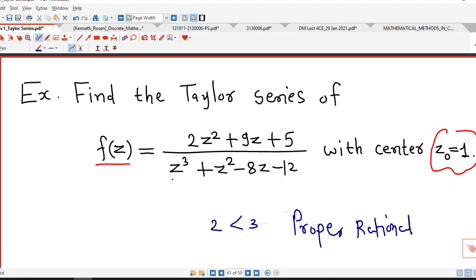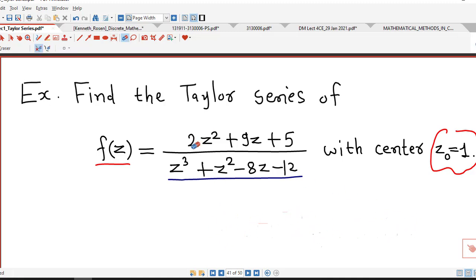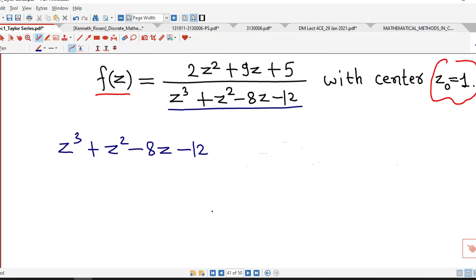So we can first find out factorization of denominator, and because this rational function is proper rational function, we can express this rational function as a sum of partial fractions. So first we find out factors of this denominator, which is z cube plus z square minus 8z minus 12. So we will find out the first root of this polynomial by putting divisors of the constant term in this polynomial.